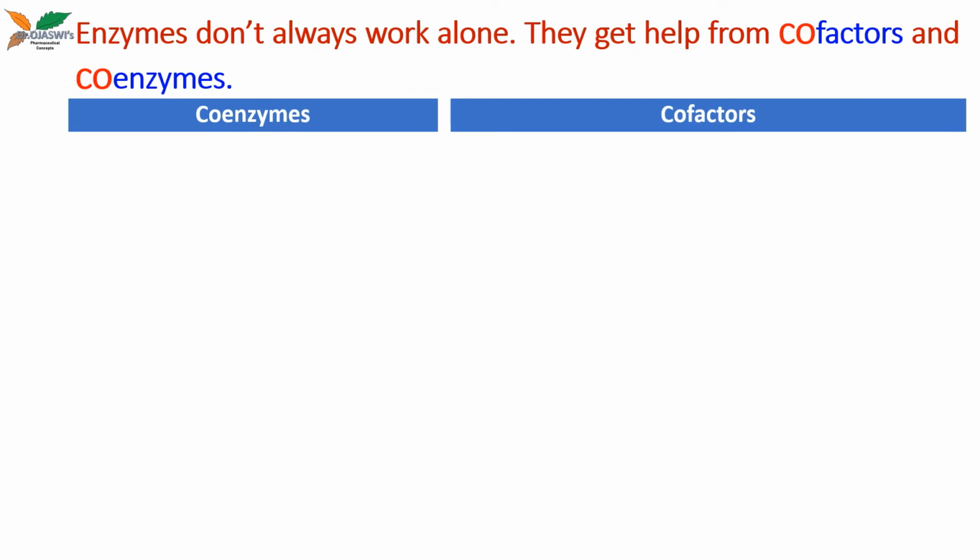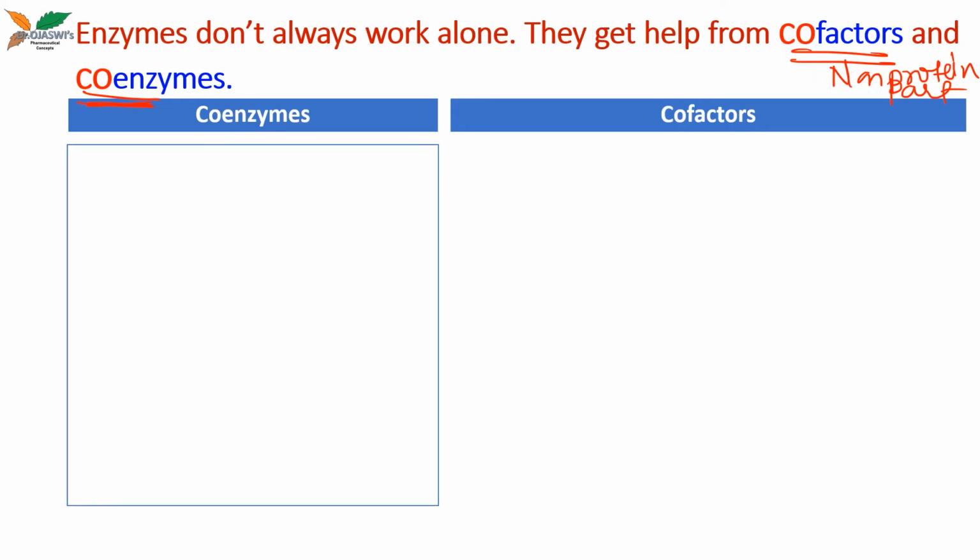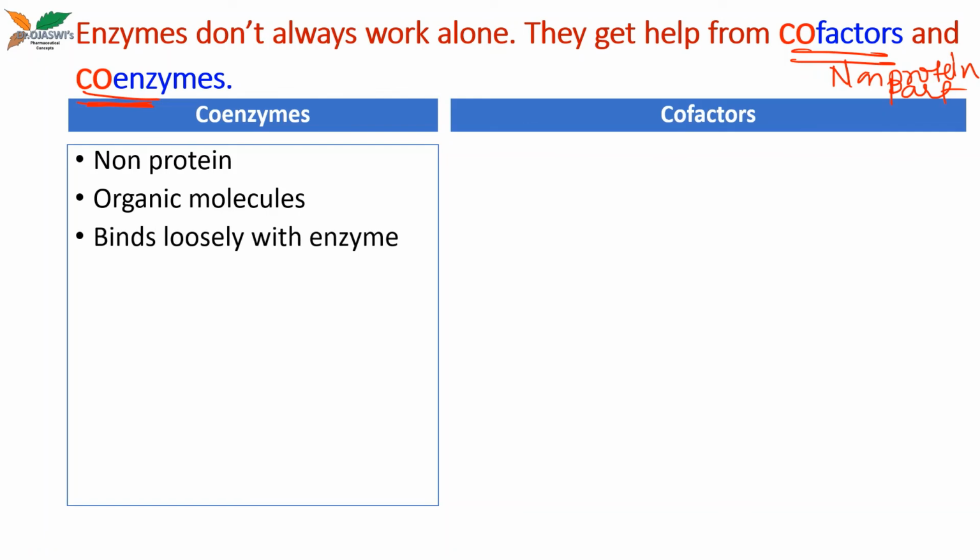Enzymes don't always work alone. They get help from cofactors and coenzymes. We have seen just now, that is the non-protein part of the enzyme. So what are these coenzymes and cofactors? Let us see. Coenzymes are low molecular weight organic substances. Both of them are non-protein in nature. Coenzymes are low molecular weight organic substances which are loosely bound to the active site of the enzyme.